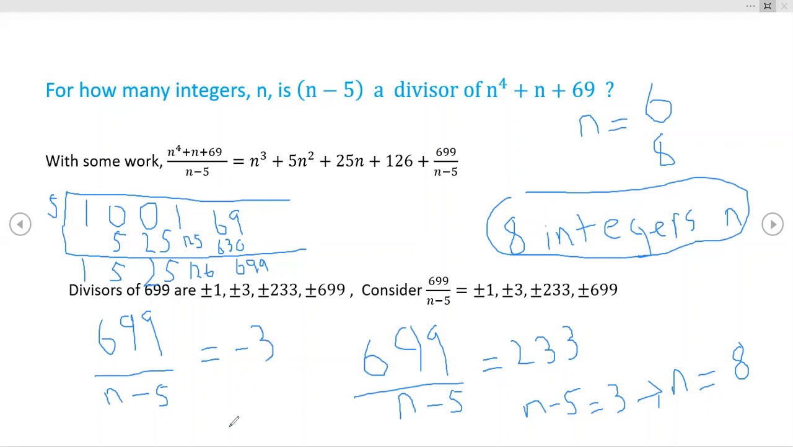Now, what's that going to require? That's going to require that this n minus 5 right here equals negative 233, right? 699 divided by minus 233 is negative 3. So what do we get right there, folks? That would be n equals minus 228.